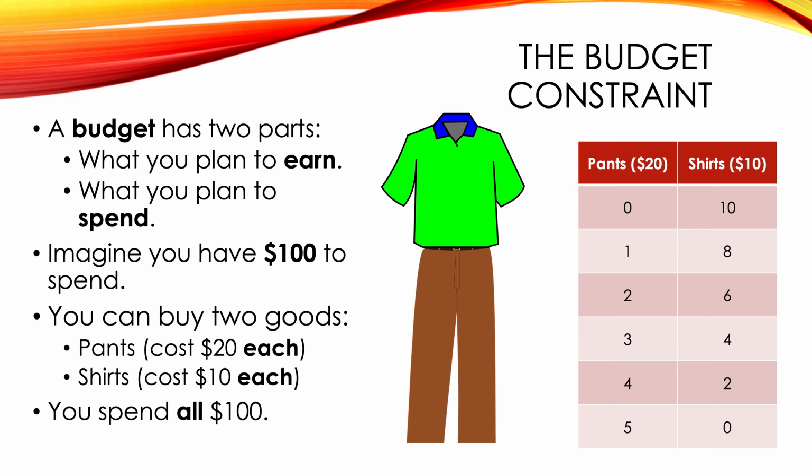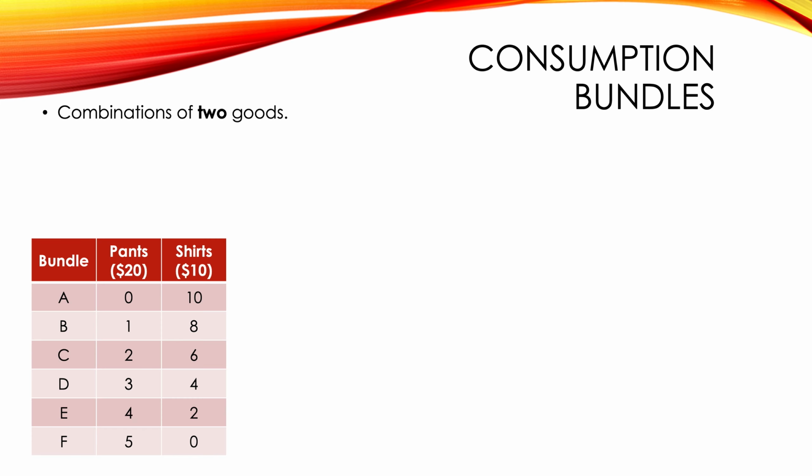So what we've got here are a bunch of different options, right? These are what we call consumption bundles. And so when we look at these in a table, it might look something like this. We could call one bundle, bundle A, with 0 pants and 10 shirts. Bundle B is where you have 1 pair of pants and 8 shirts, all the way down to bundle F, where you're buying 5 pairs of pants and no shirts.